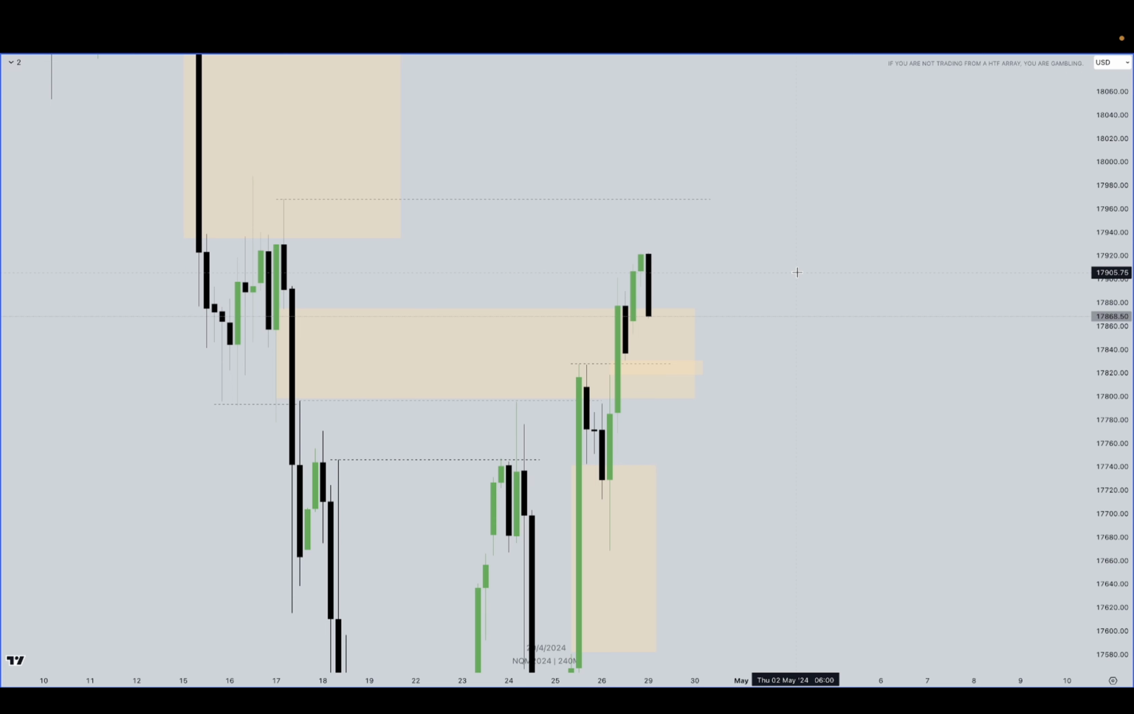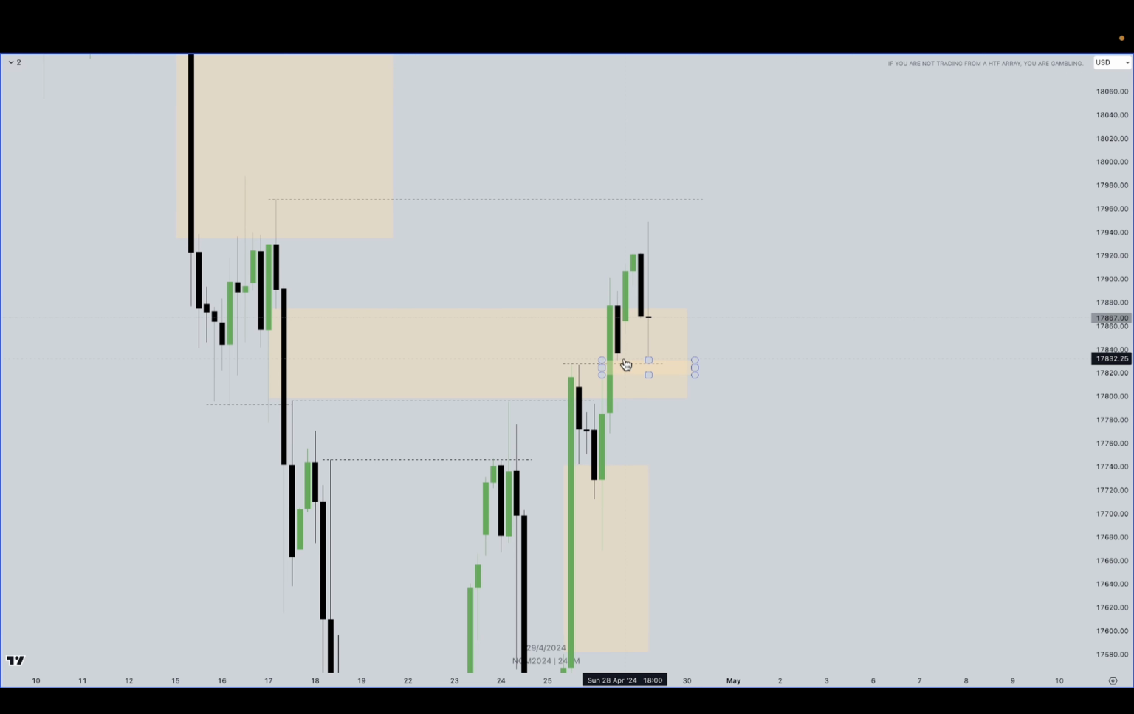I don't have a clear drawn liquidity. I want to see more. And here I see touching a fair value gap and then displacing above it. So then on the lower time frame, my drawn liquidity will be higher, taking out this high.